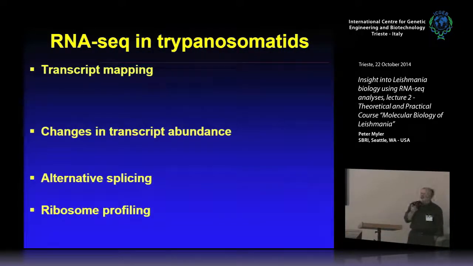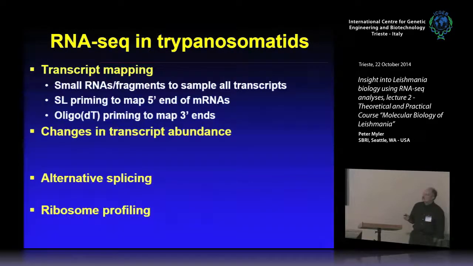Now, I said that these different libraries can be used for different things. So here are some questions that you might want to ask in Leishmania. If you want to just map the transcripts, if you want to just find out where the ends of the transcripts are and whether there are other small RNAs that you don't know anything about, you might want to make a fragmented RNA library or a small RNA library. You can use splice leader priming to map the 5' ends, and you can use oligo dT priming to map the 3' ends. So 3 different libraries will give you 3 different pieces of information.